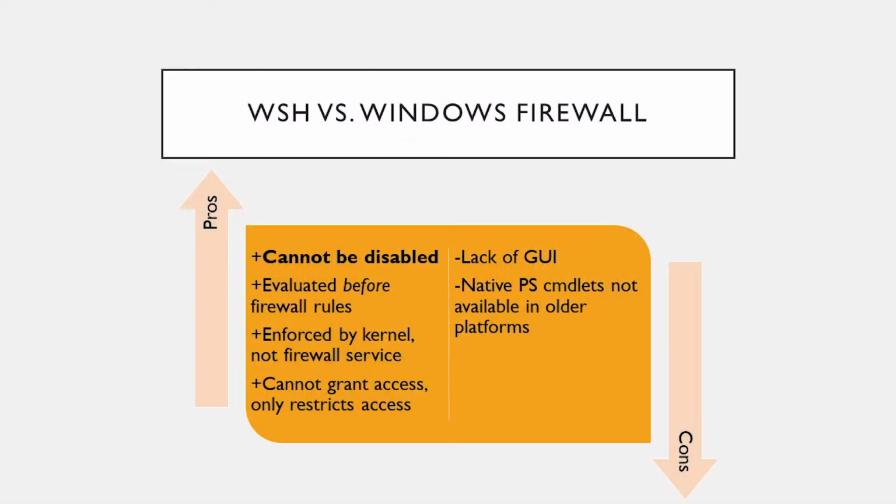Let's talk about the difference between WSH and the Windows Firewall. WSH cannot be disabled, and it's evaluated before the firewall rules. So let's say the firewall is turned off, but if you have WSH enabled, your service will still be restricted. And WSH is enforced by the kernel, not by the firewall service, which is much more powerful. And it cannot grant access, it can only restrict access.